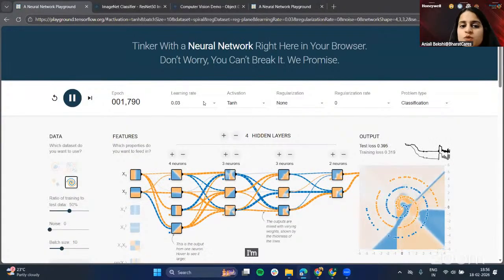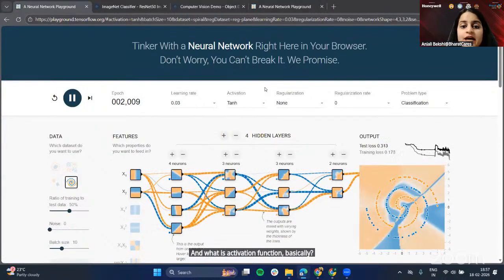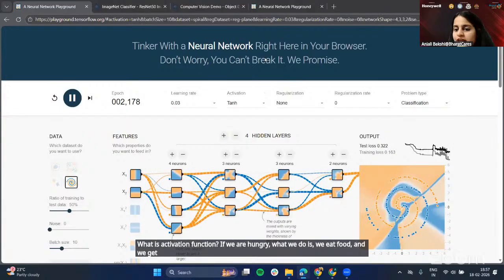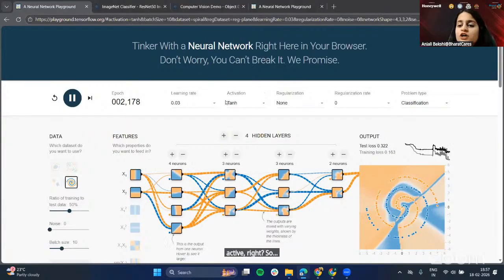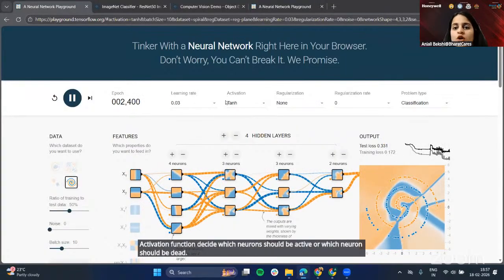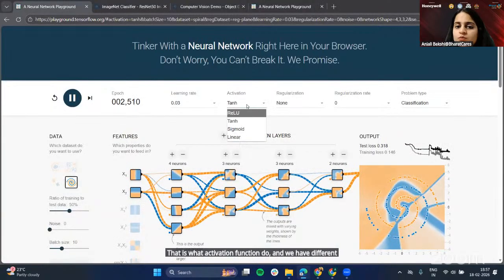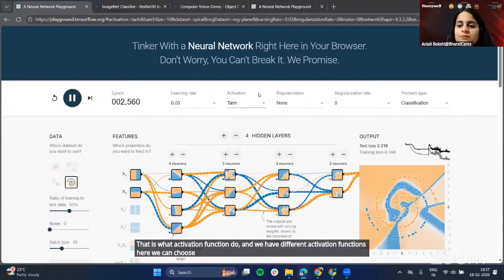And there are things you can see here. What is the learning rate? It is the speed at which your model is learning. And what is the activation function basically? If we are hungry, we eat food and we get active, right? So the activation function decides which neurons should be active or which neurons should be dead. That is what the activation function does. And we have different activation functions here that we can choose from. That is up to us.